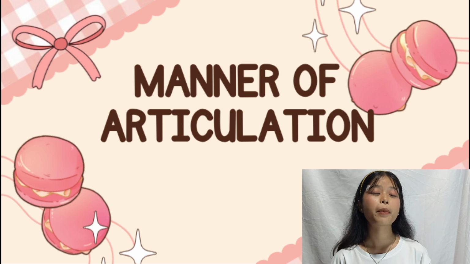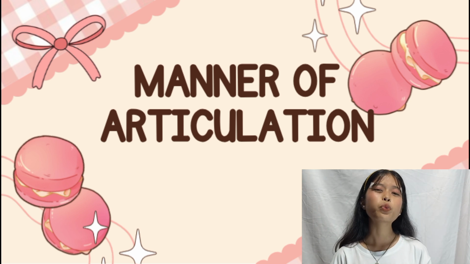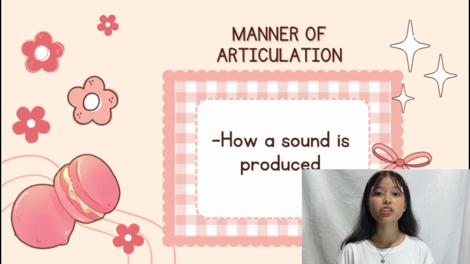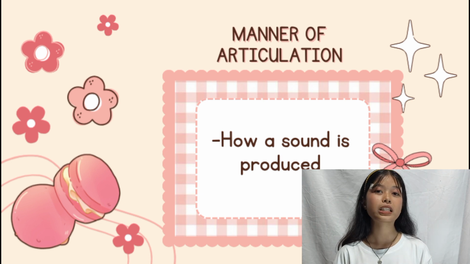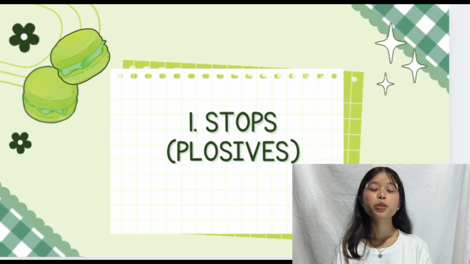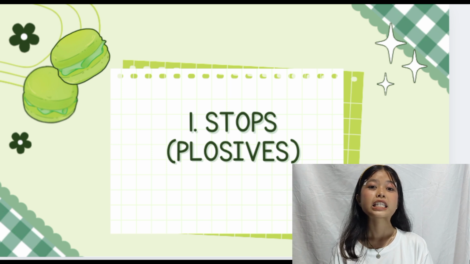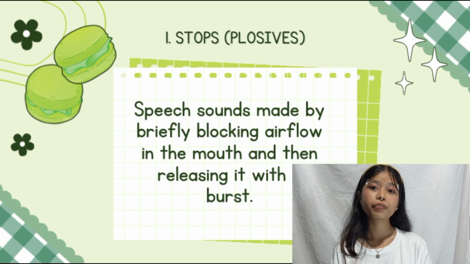So first we have manner of articulation. So what is manner of articulation? Manner of articulation describes how the airflow is manipulated as it moves through the vocal tract during speech. So the first manner of articulation is the plosives or stops, speech sounds made by briefly blocking airflow in the mouth and releasing it with a burst.